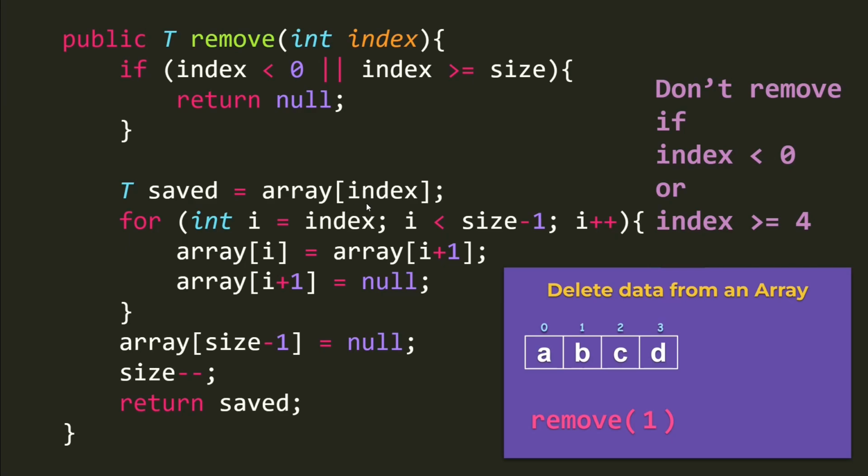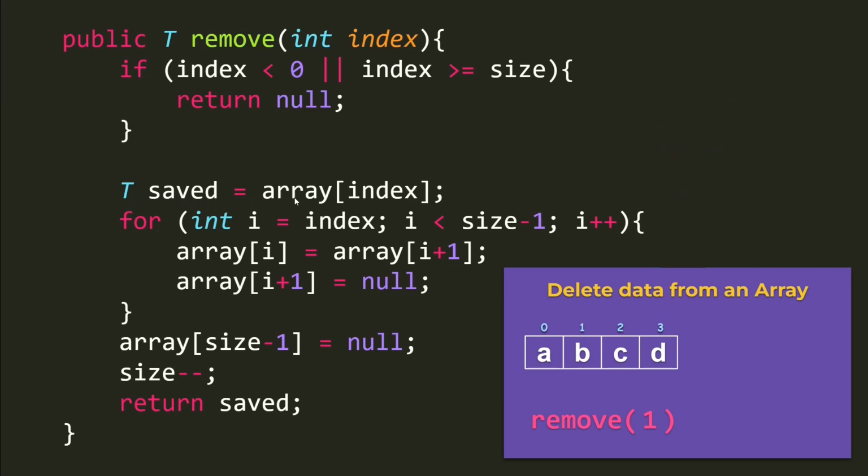Now, how about this line here? saved equals array at index. Basically, what this does is we're going to have a variable called saved. At index 1, we have B, so just put B into the variable saved. Then the next step is this for loop.